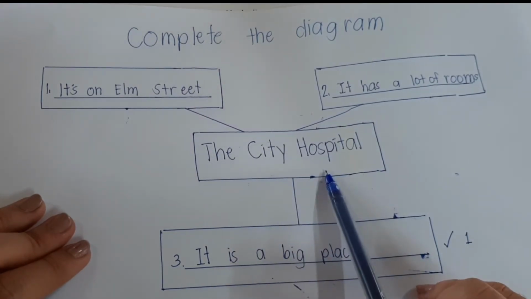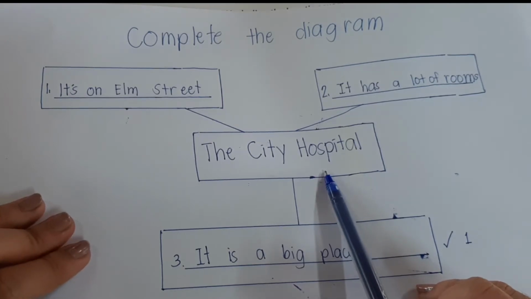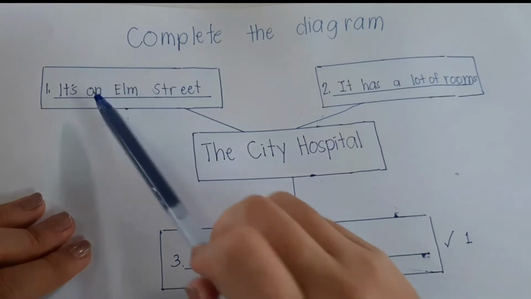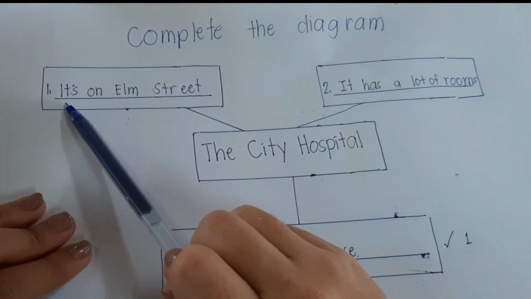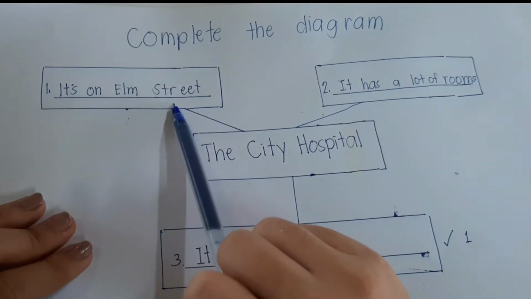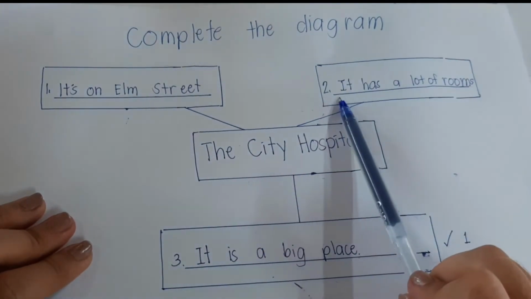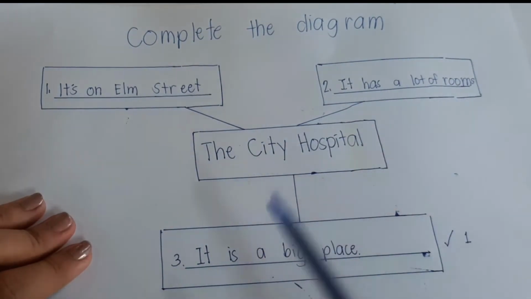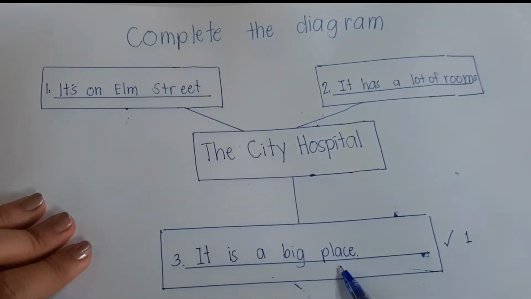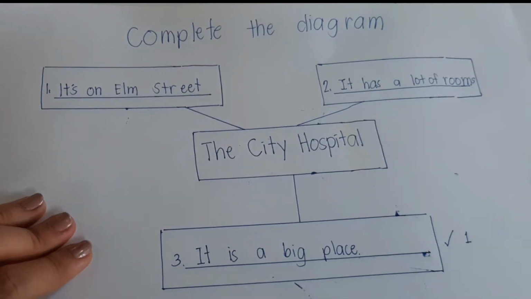Where is the hospital located? The city hospital is on Elm Street. What can you see in that hospital? It has a lot of rooms and it is a big place. This is how the girl described the city hospital. Did you get all the correct answers? Very good.